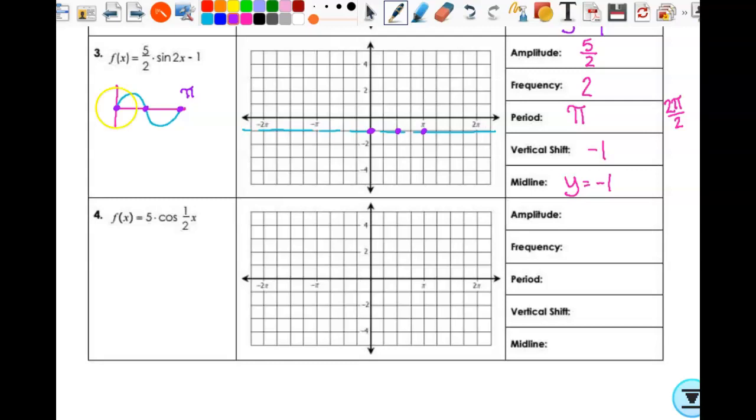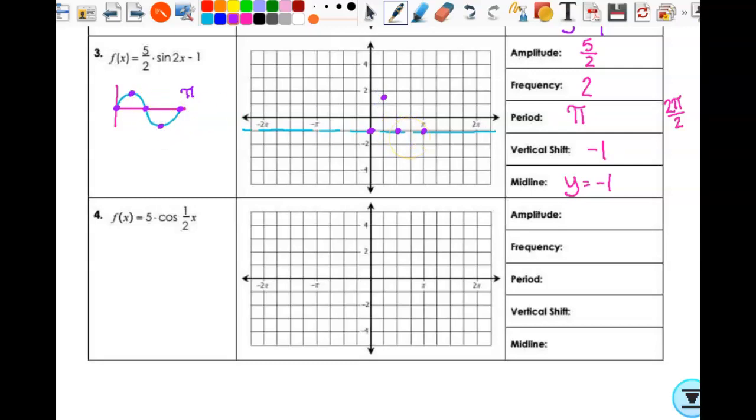So then I'm going to go halfway between these two. I don't have a reflection, so I'm going to go up, whatever the amplitude is, from the midline. The amplitude is 5/2, so that's like 2.5. So halfway in between here, I'm going to go up 2.5. And then halfway between these two, I go down from the midline.